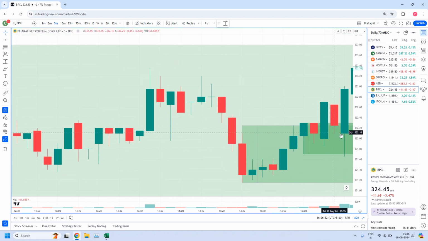In this candle prices came, opened here, went down, and completely this 5 minute zone area is violated. That means in this 5 minutes area we can't plan any future trades because it is violated. Pierced, the zone is pierced, and then again started moving up.